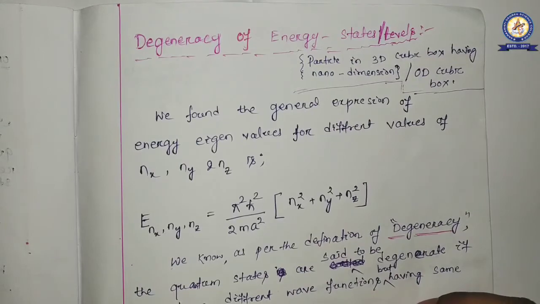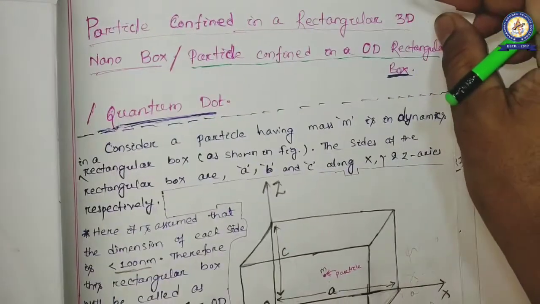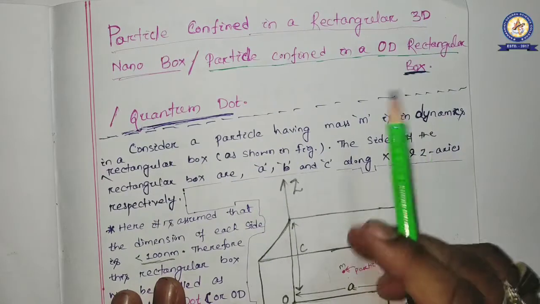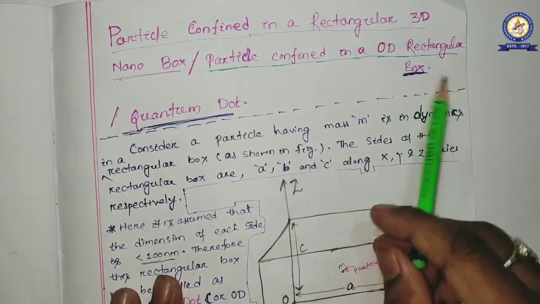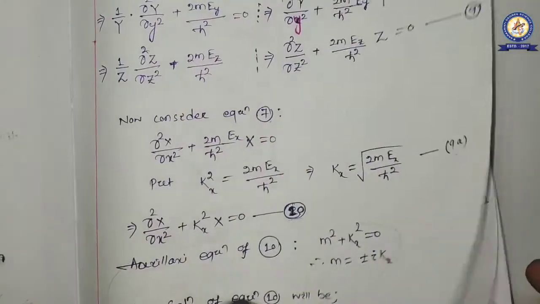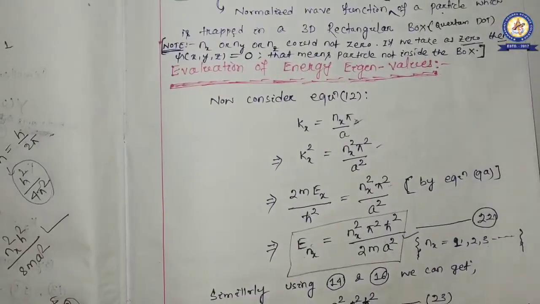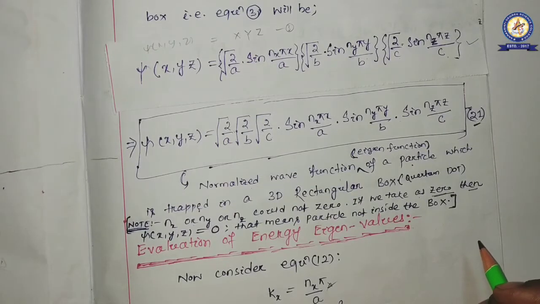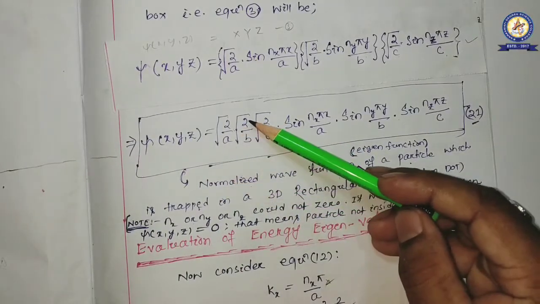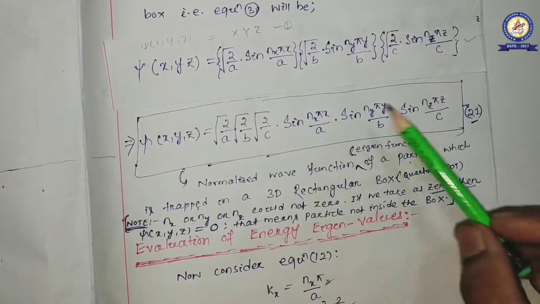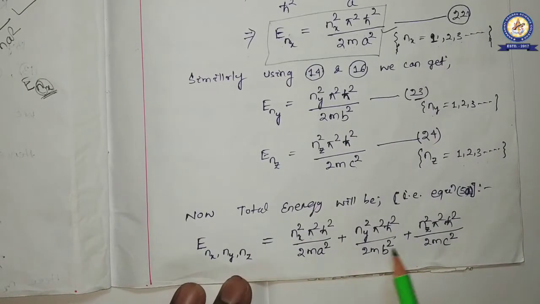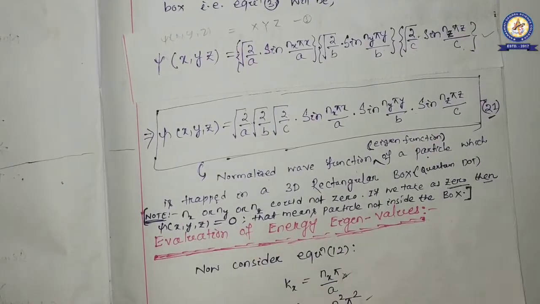In our previous class, we discussed in detail the derivation for a particle confined in a rectangular 3D nano box, or 0D rectangular box, or quantum dot. We found that the general normalized wave function is this one, root over 2 by a into root over 2 by b into root over 2 by c. And the total energy of the particle we found is this one, which we discussed in detail.